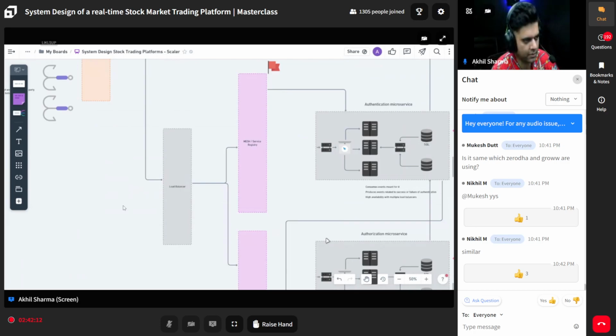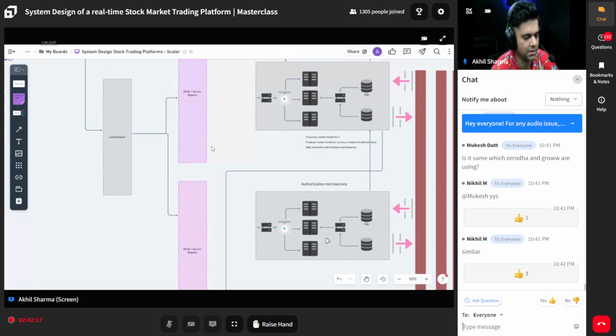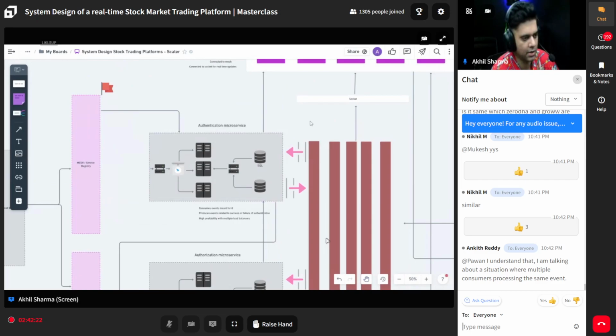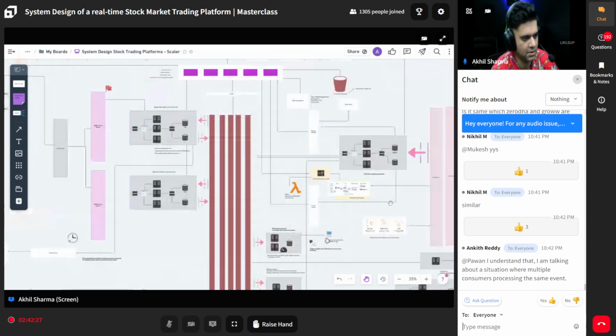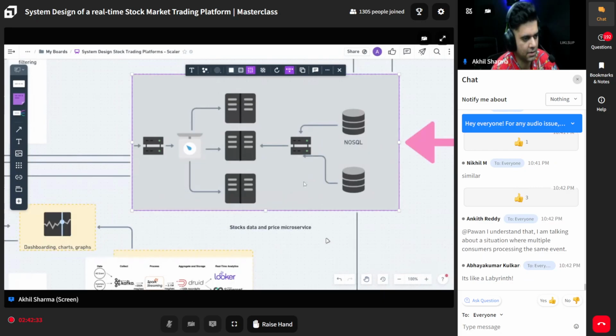That goes to your service registries. There are multiple service registries I can see. Load balancers help divide traffic between them. And from the service registry, it first goes to the authentication microservice where the user gets authenticated. Then you get authorized, where you come to know how much permission this user has. Then he starts interacting with the stocks, data, and price microservice, which is the most important microservice here.